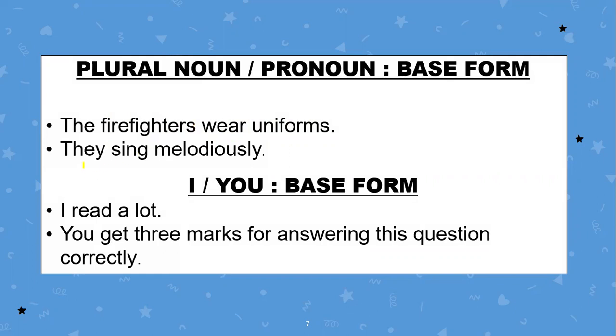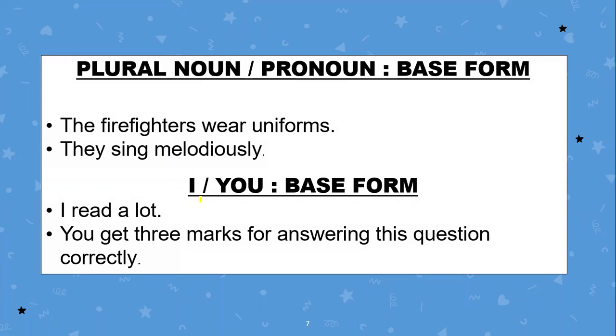Now in the next sentence, they sing melodiously. Okay? So they is plural. The verb in this is sing. The action word is sing. So we don't have to put s here because it is already plural. They sing melodiously. They don't need anything. Fine? They're happy that way. We have to use only the base form, the root form.